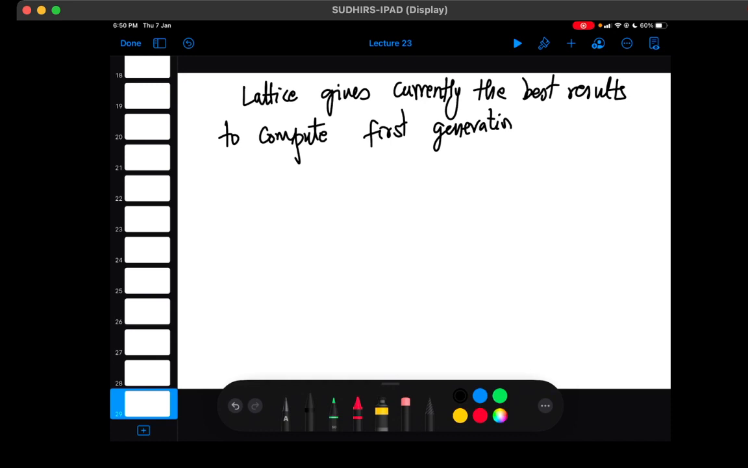People use the lattice results, and they are as close to the experiment as possible. The best available results are from the lattice. If you look at the PDG or other references, they also quote lattice results.